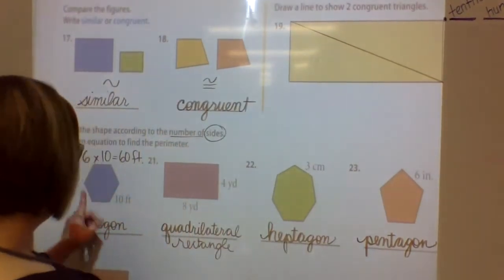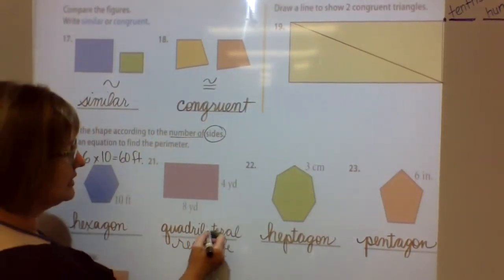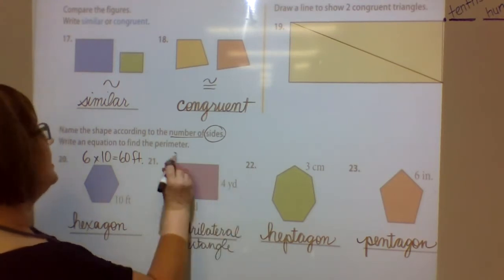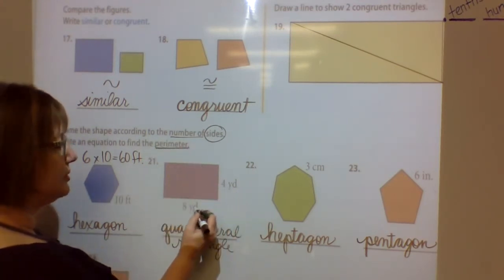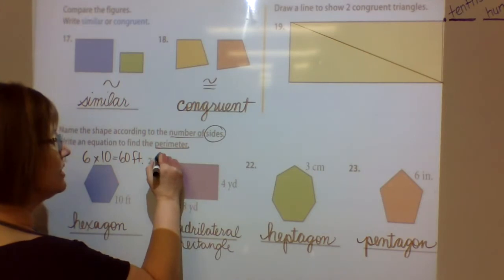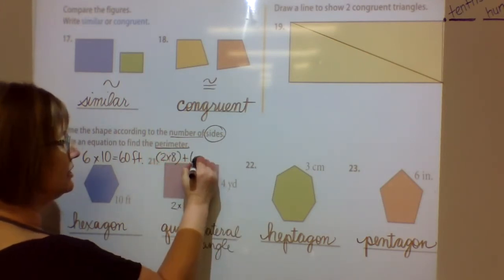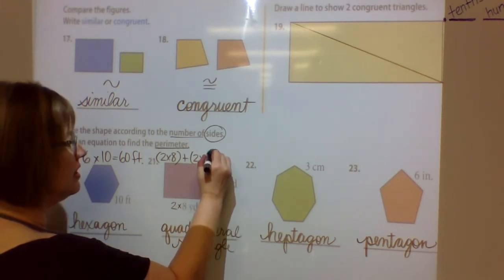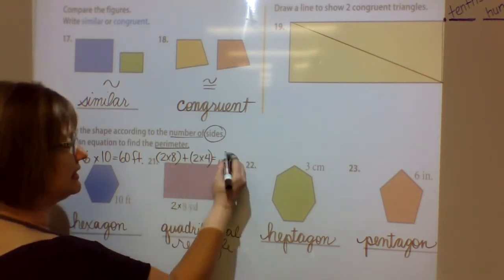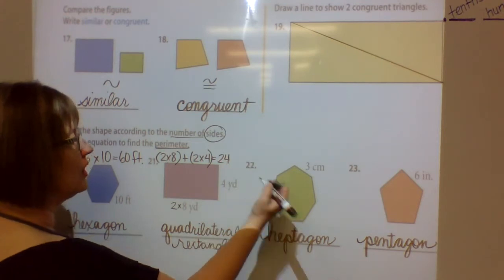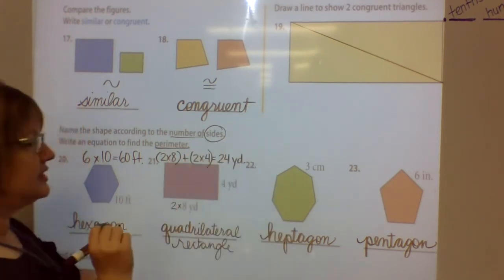All right, we did the first equation. This one is side times side. Oh no, perimeter. 2 of these, 2 of these. So 2 times 8. So we're going to write 2 times 8 in parentheses, plus 2 times this, 2 times 4, equals 16 plus 8 is 24 yards, not square yards either.